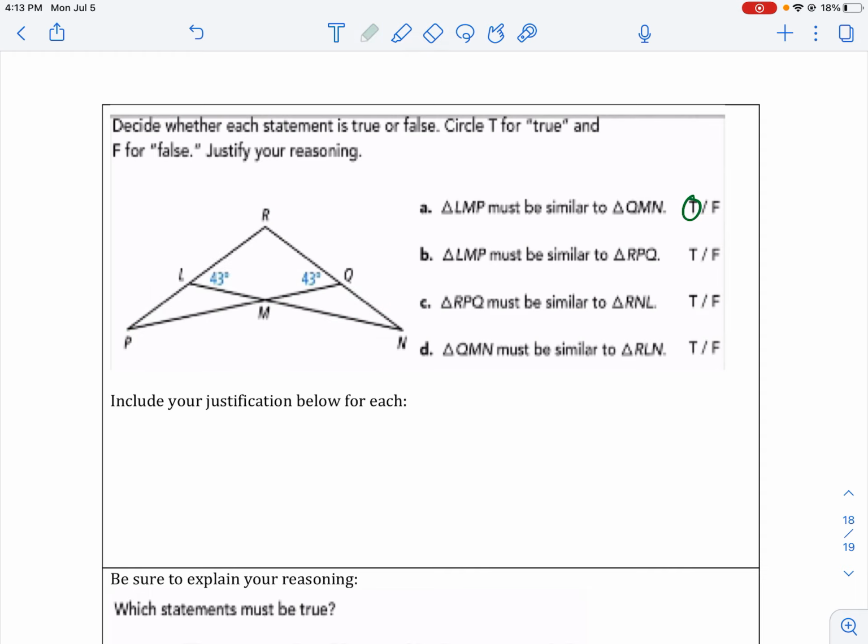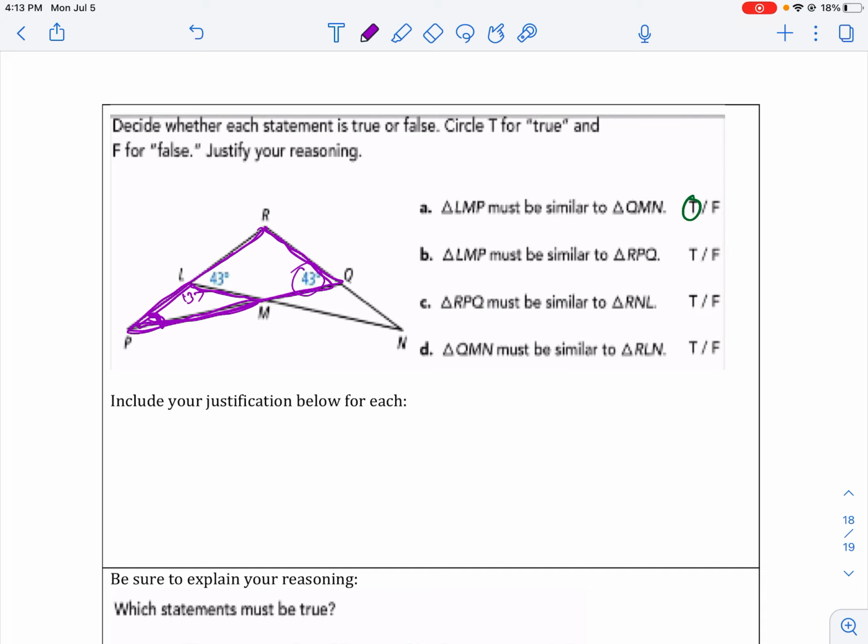Let's go to the next congruent statement. I have LMP again, and then I have R to P to Q. Well, I know that this is 43, right? I know that P is equal to P because it's the same angle in both triangles. I also know that this angle right here is, what do we say, 137?